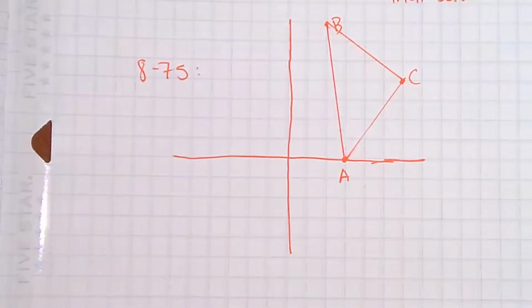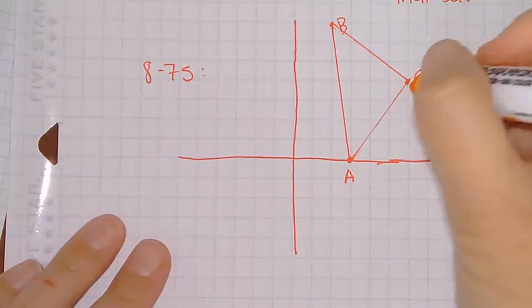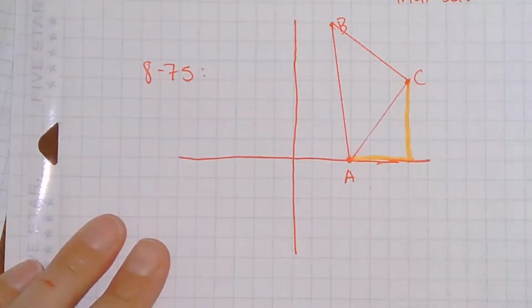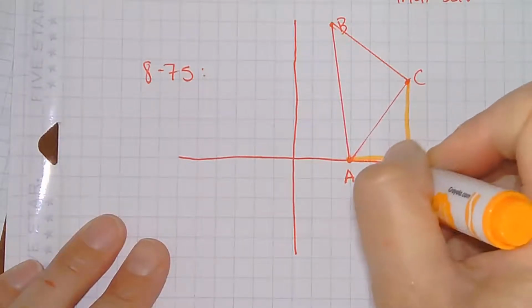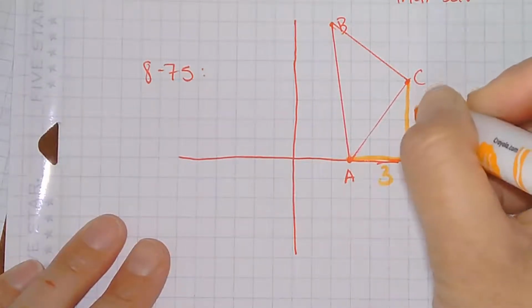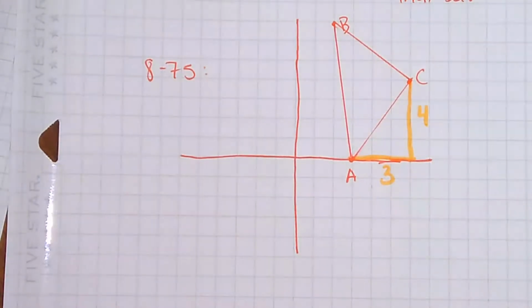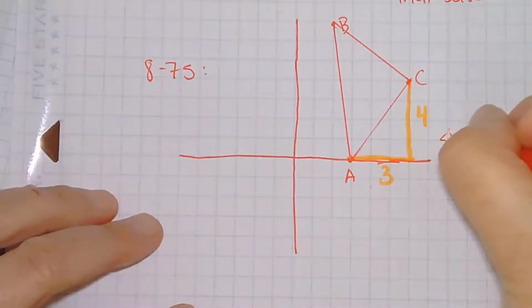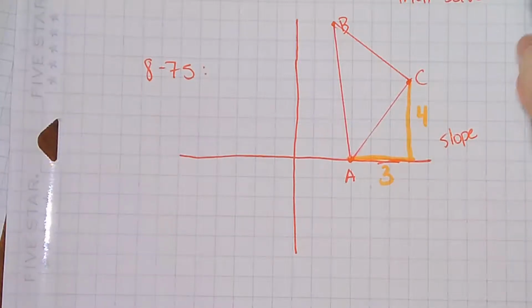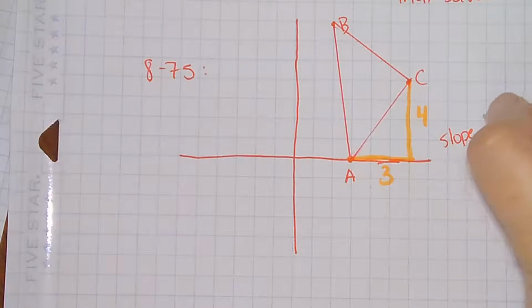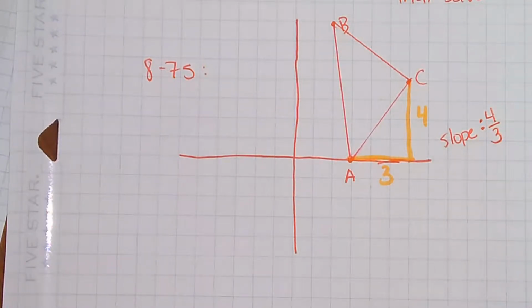So to find the slopes, I'm going to make my slope triangle. So I'm going to start with this one here. And this distance here is 3. This distance here is 4. So the slope, remember, is rise over run. So we're going up 4 over 3, so the slope is going to be positive 4/3 because I'm going uphill.